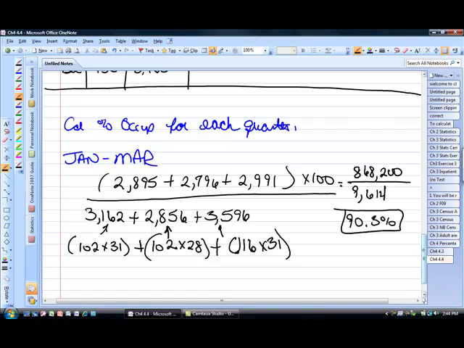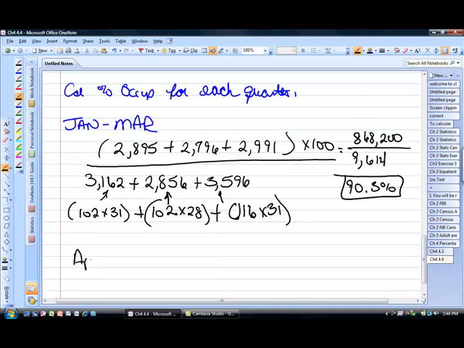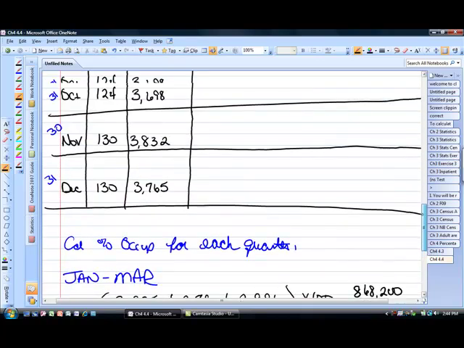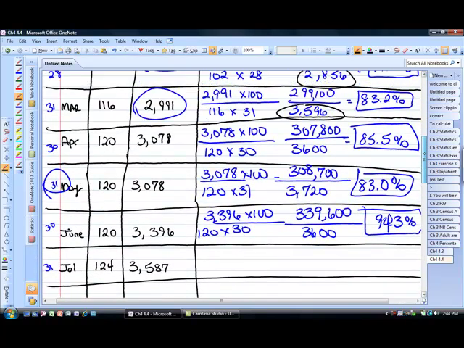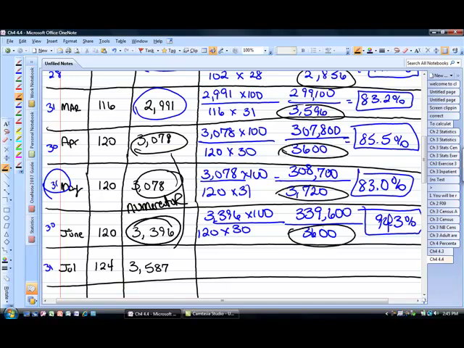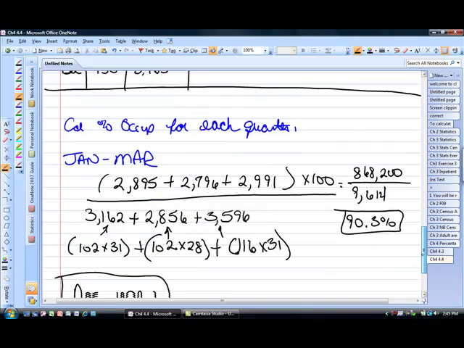Okay, next we're going to do April through June for the next quarter. So when we come back up here, let's go ahead and get our inpatient service days, and you guys probably know what we're going to do. We're going to take April inpatient service days, May inpatient service days, and June inpatient service days for our numerator, and for our denominator we're going to take 3,600, 3,600, and 3,720. So let's go ahead and get that set up.